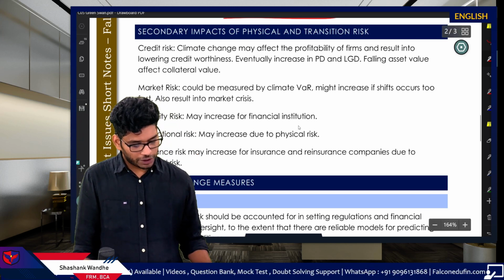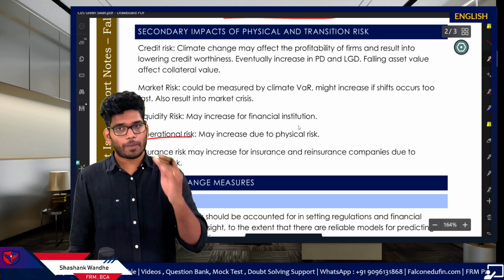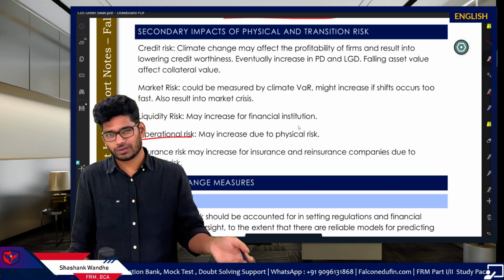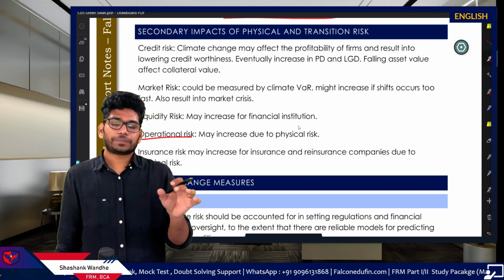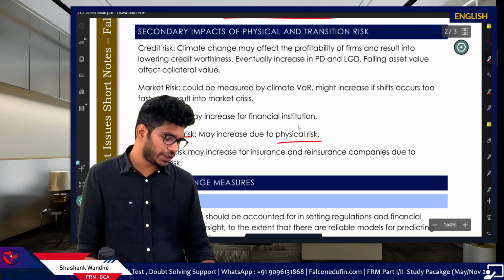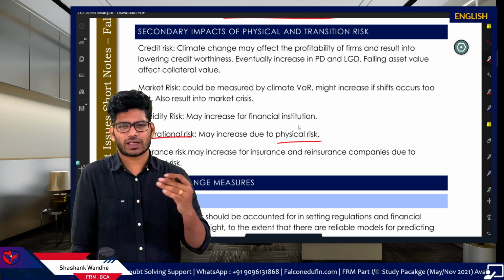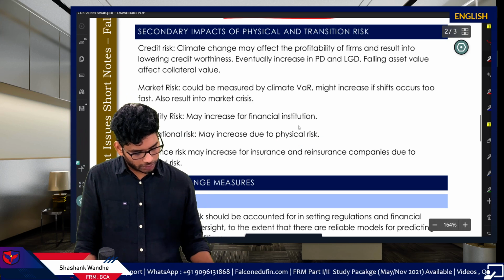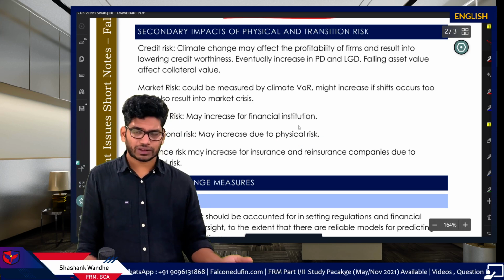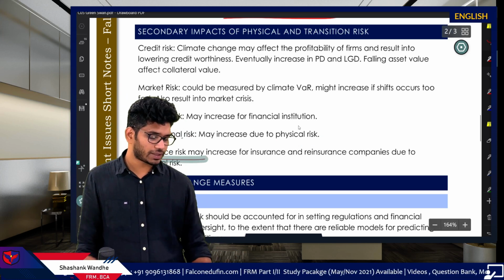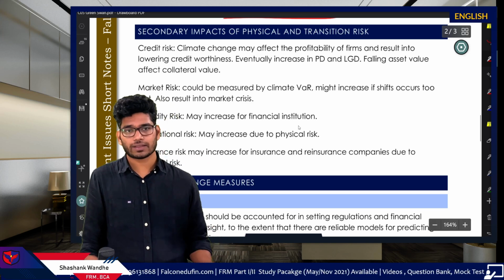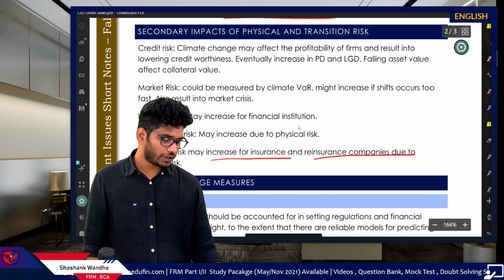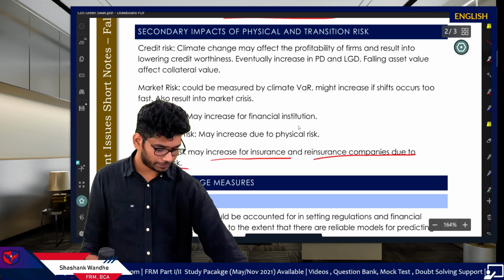Then operational risk, you already know. Operational risk is any risk which is not the market and credit risk, and now liquidity risk as well. But again, it relates to physical risk, like floods, irregular rains. Everything is covered in operational risk, right? So we don't have anything to discuss here. And then the insurance risk. Insurance risk is, again, the insurer will face the risk. Insurance risk may increase for the insurance and reinsurance companies due to the physical risk.